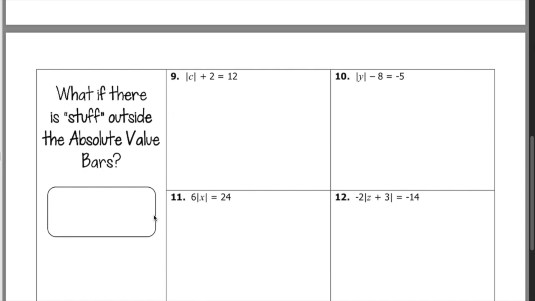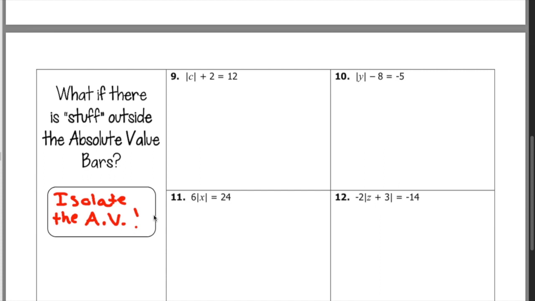Looking on the next page, it says, what if there is stuff outside the absolute value bars? Well, if there's stuff outside of the absolute value bars, that means that we have to isolate it first, right? So just like we always do, we're always trying to isolate our variable. We have to isolate the absolute value, right? Think of it as a variable that we have to get by itself.